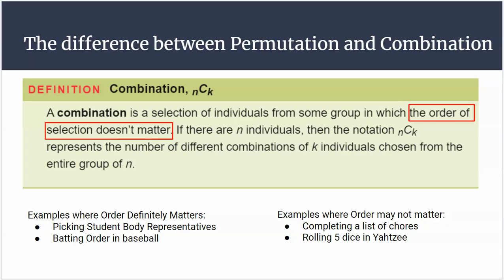Another one which definitely doesn't really matter is rolling 5 dice in Yahtzee. If you've played Yahtzee before, I don't think anyone really cares whether the first die is a 1 versus a 6. You're just looking for all of them to be a high roll, or something you can get a winning hand with. So those are two cases where order may not matter.